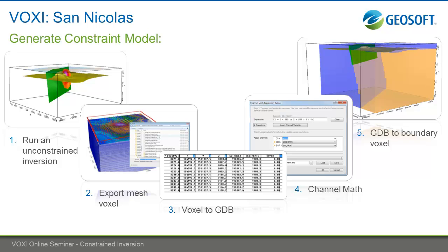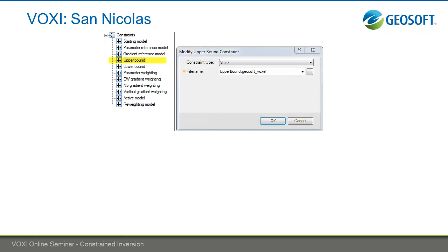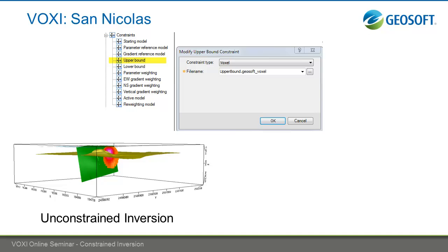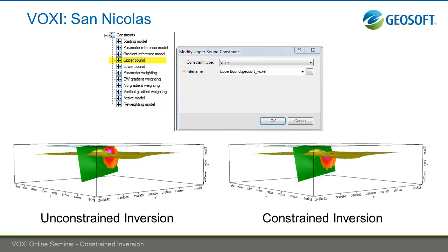Okay, so I've done that process. I've generated an upper bound voxel. I've shown it here being imported into VOXI through the upper bound constraint, just like Elizabeth did. And I've chosen my voxel model. I've said OK. And then I've run the inversion. Now, what I'm showing you here in this slide is a comparison between the unconstrained inversion result, which we talked about a few moments ago, and now our new constrained inversion result here. What you can see from this constrained inversion result is that now the density is constrained to be in the region below the sediments.